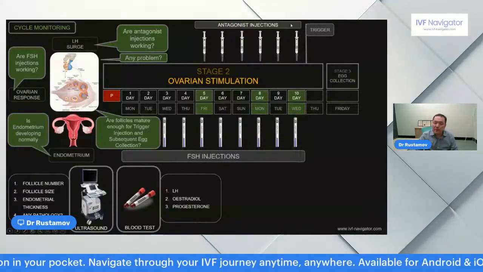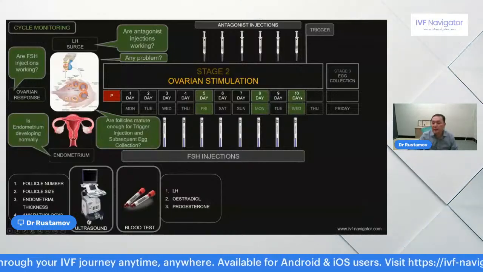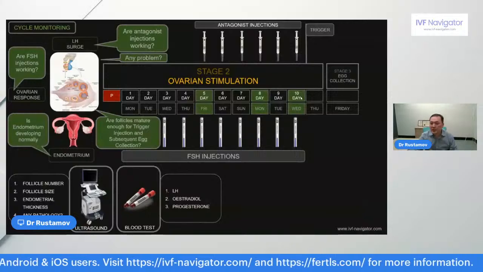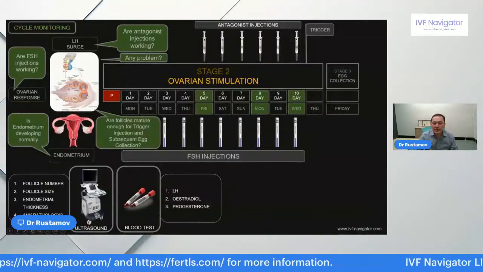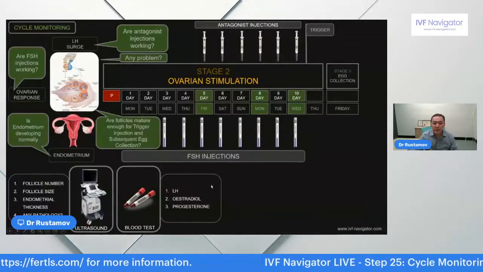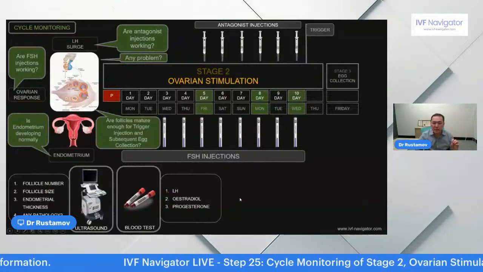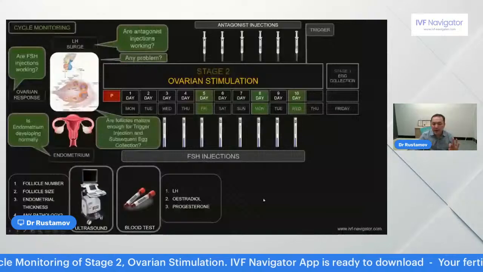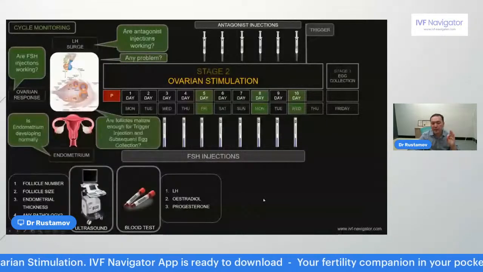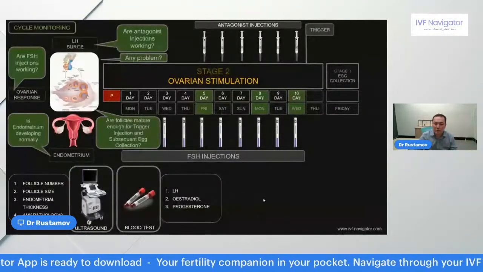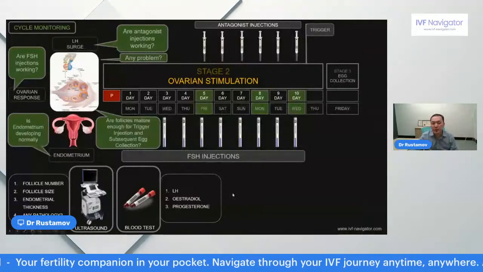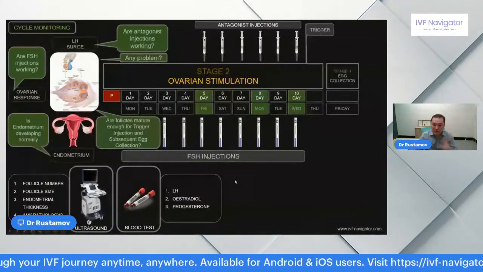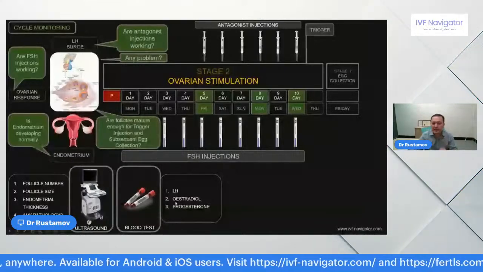then we give a trigger injection, then cycle monitoring stops, and after trigger injection, all injections stop. So this is cycle monitoring. As we said, in part of cycle monitoring, we do three things. One is ultrasound scan, second blood test, and the third thing is a review by your treating team, your specialist, or fertility nurse, depending on the unit. Someone will review these results and make a clinical decision.